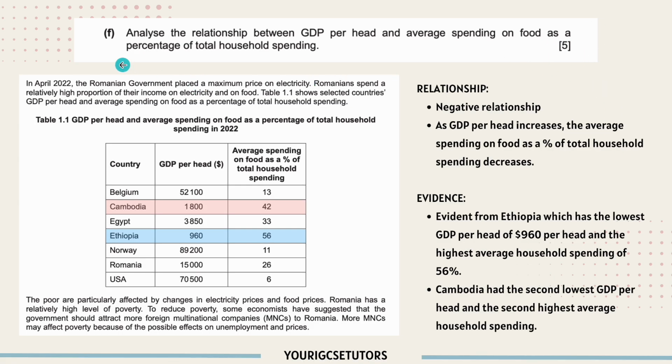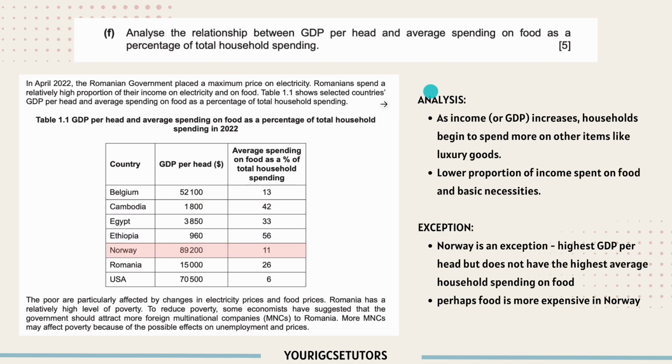Okay, part F. Analyze the relationship between GDP per head and average spending on food as a percentage of total household spending. This table is also from the case study, the second table, I believe. For analyze questions, there's a specific format that you have to follow, and if you're not familiar with it, I suggest you watch one of our previous videos. You just have to make sure you cover the relationship, the evidence, and analysis of the evidence, and then some exceptions.